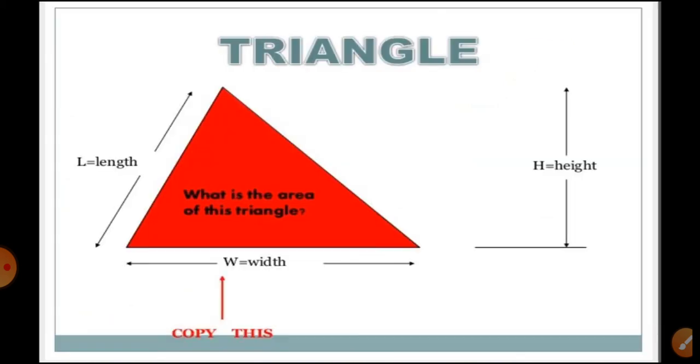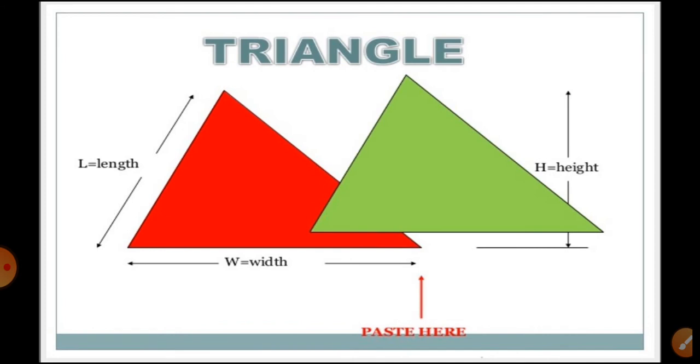See, here is the triangle. What is the area of this triangle? Here, this is the width and this is the length. We just copy this triangle and this is the height. If we copy this triangle and paste it here, the figure becomes like this. These two triangles are the same.